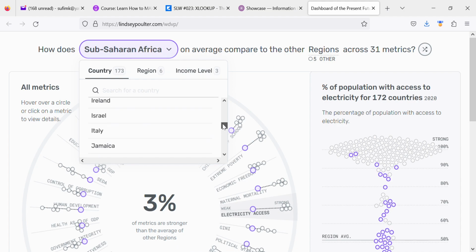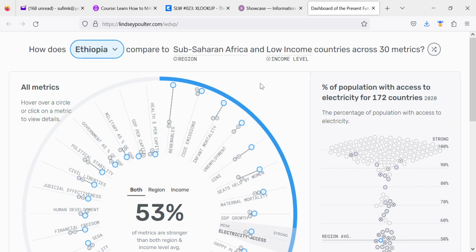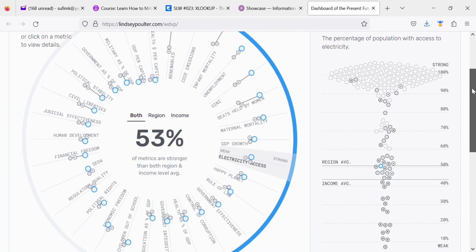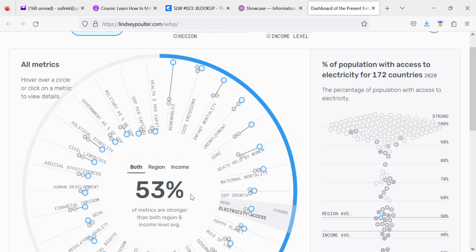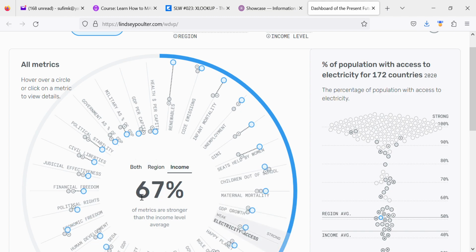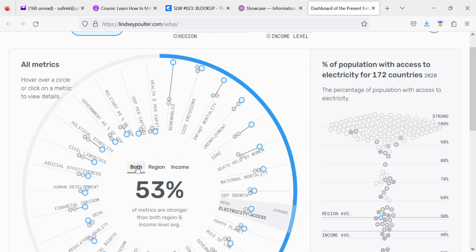Let's look at Ethiopia. Ethiopia is compared to Sub-Saharan Africa by region and low-income countries by income level, and 30 metrics are assessed. Ethiopia is performing at 53% in both region and income category. If you compare only by region it is 53, and by income it is 67. Let's look at the data by both, which is 53.